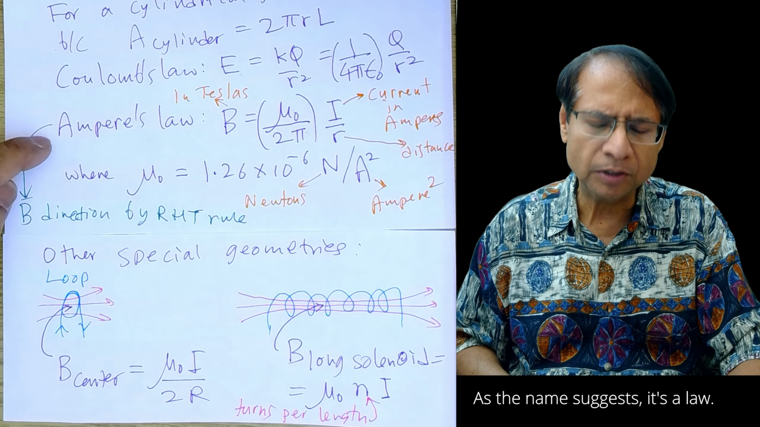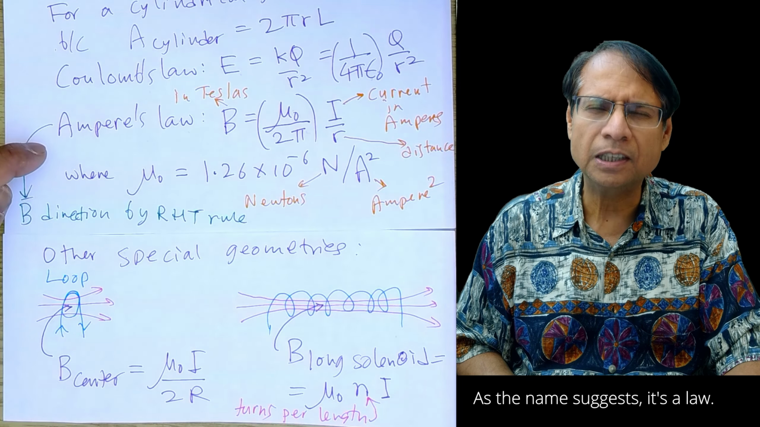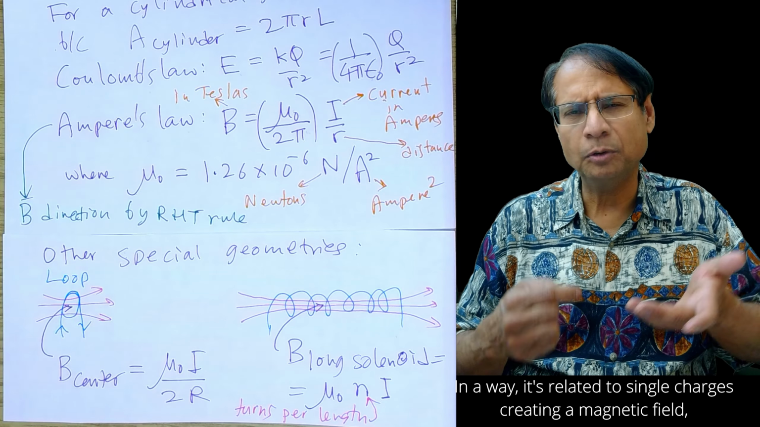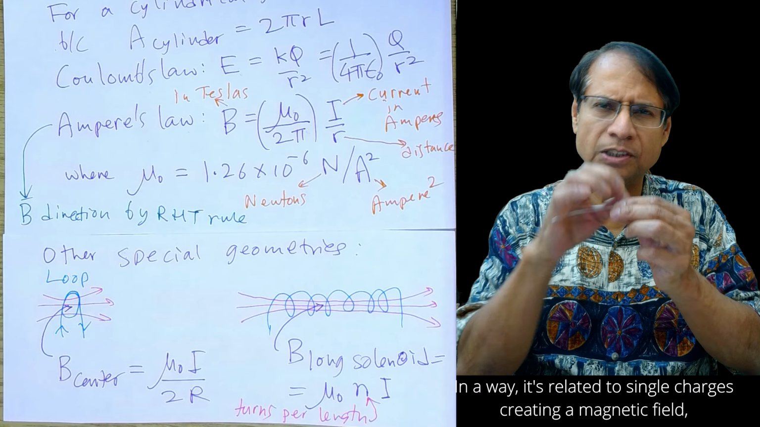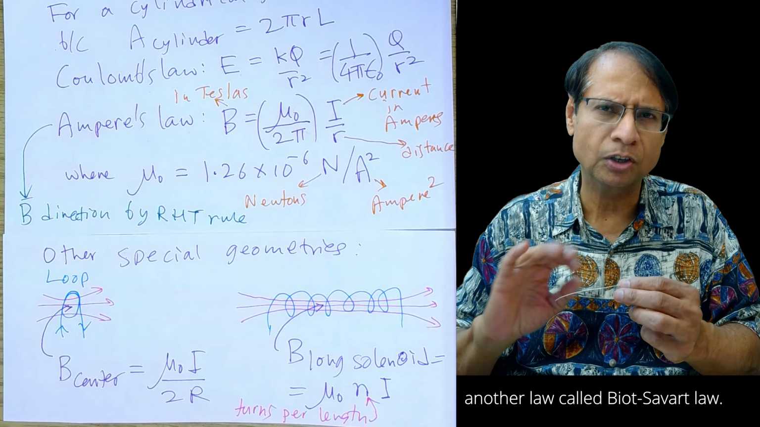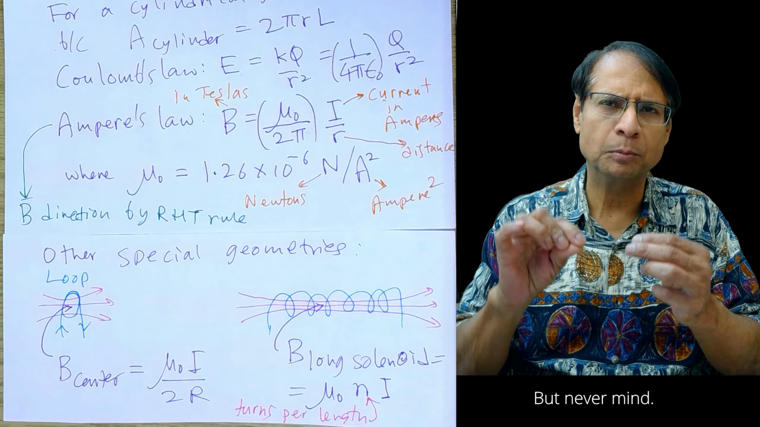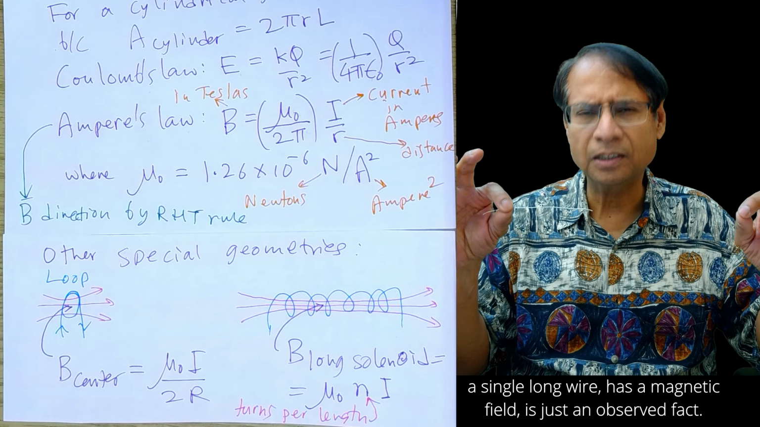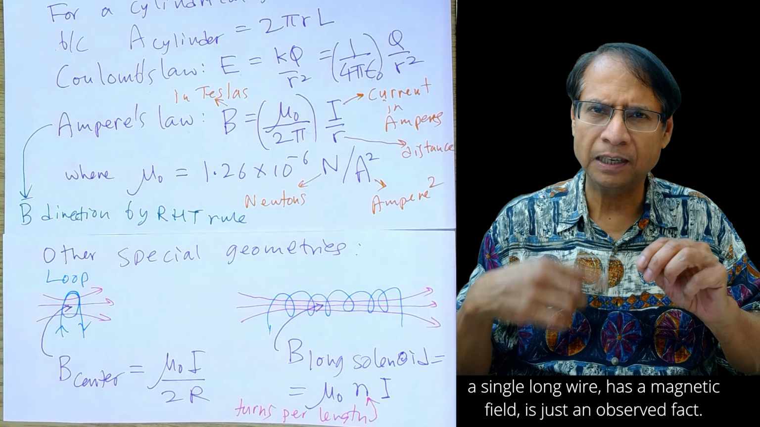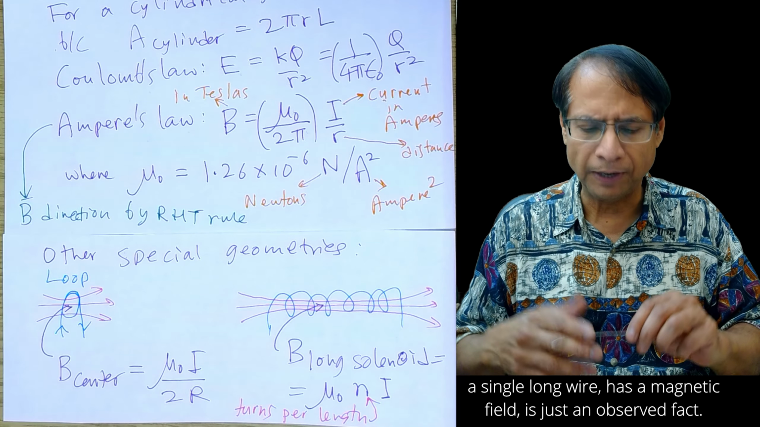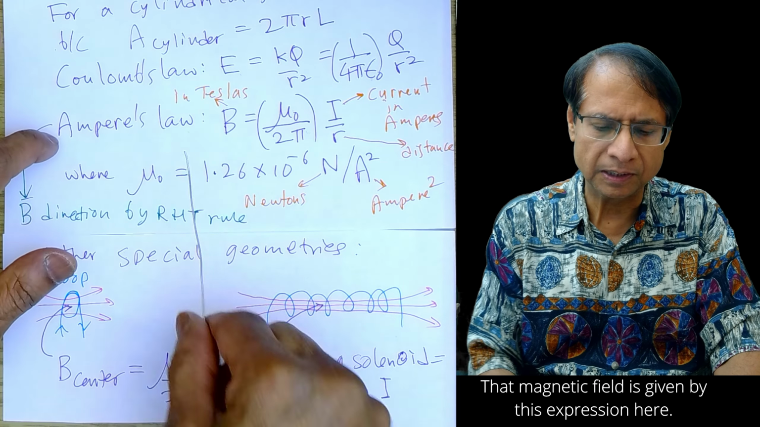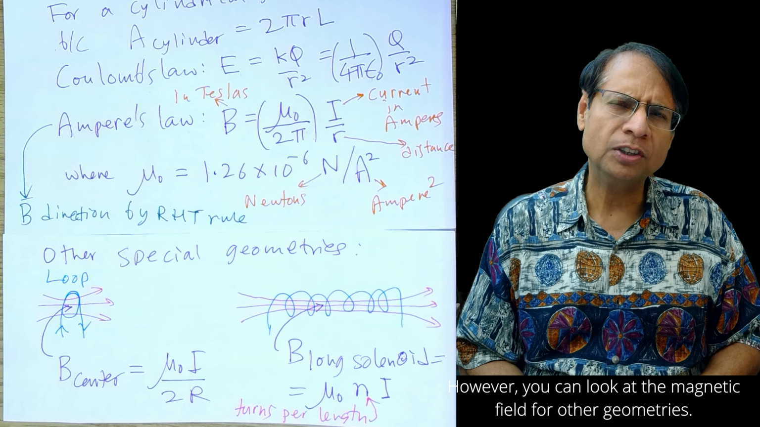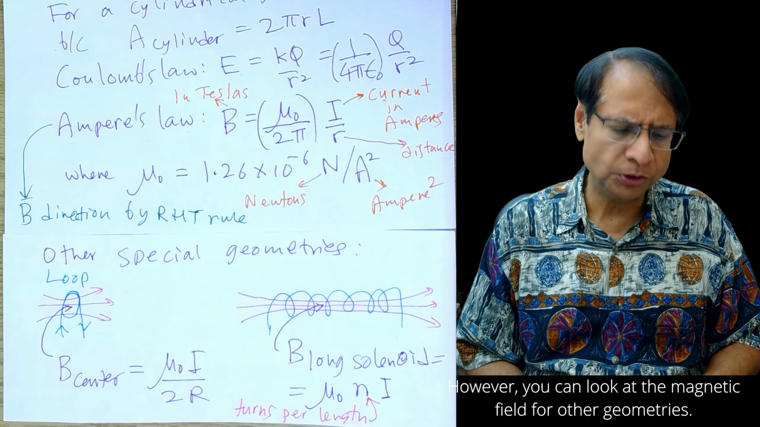That is Ampere's law. As the name suggests, it's a law. This cannot be derived, it's a fact. In a way, it's related to single charges creating a magnetic field, another law called the Biot-Savart law, but never mind. For our purposes, a single long wire carrying a current has a magnetic field, which is just an observed fact. That magnetic field is given by this expression here. It is a law.